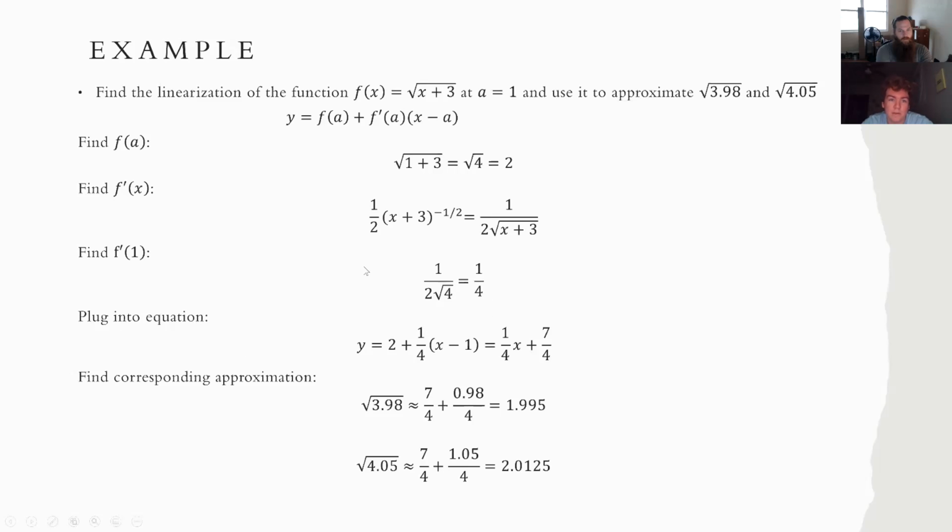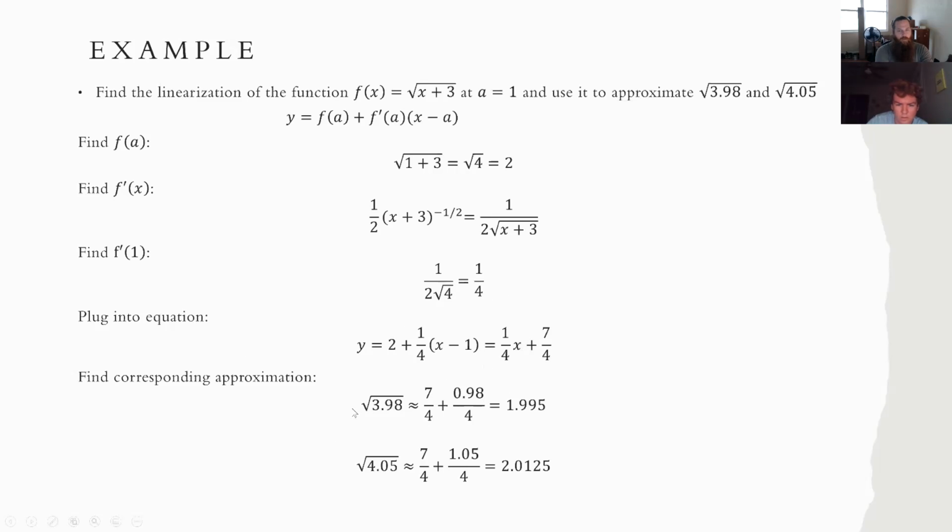Then we're going to plug that back into the original equation up here, so we have every single piece. So we get y equals 2 plus 1 over 4 times x minus 1, which is equal to 1 over 4 x plus 7 over 4. So then we use all of this, and then we can find the approximate values of the square root of 3.98, which we can see right here.